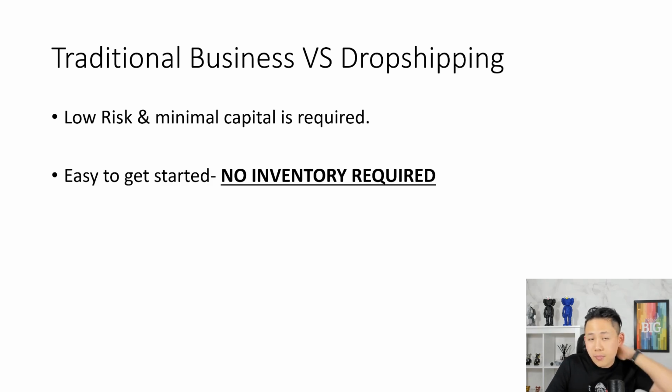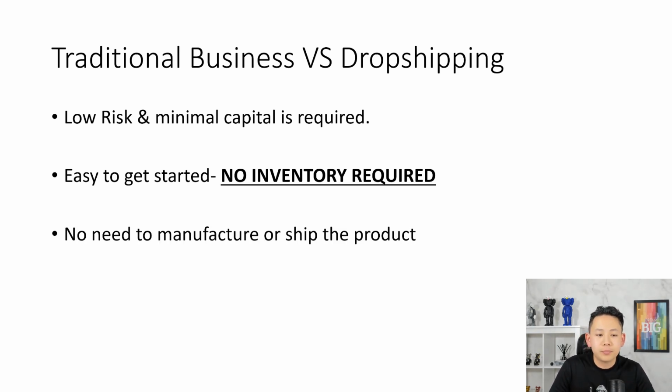Next up, it is very easy to get started. As mentioned earlier, you do not need any inventory right from the start. Inventory is a lot of upfront money for university students and for those who are working part-time. I know you guys do not have a lot of side cash to start off this business. So this dropshipping business is very easy to get started, and you do not need a lot of capital. Next up, you do not need to manufacture or ship the product. As shown in the diagram just now, the supplier will ship the item directly to your customer for you.